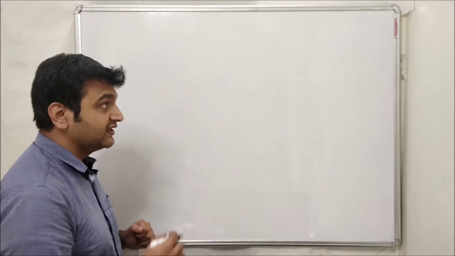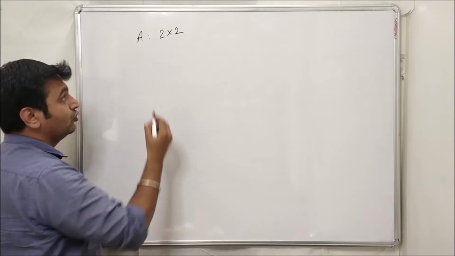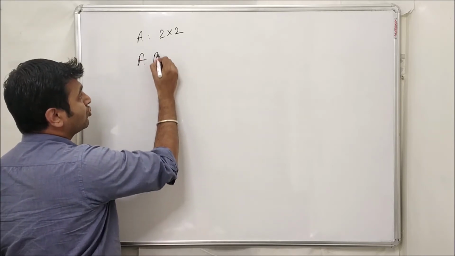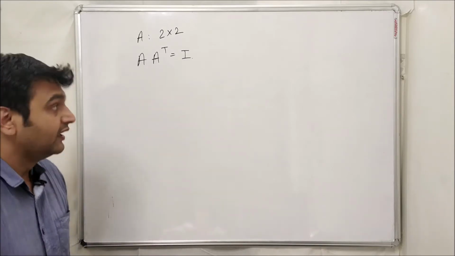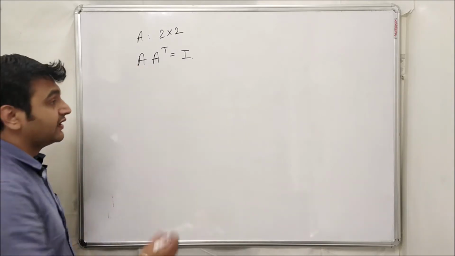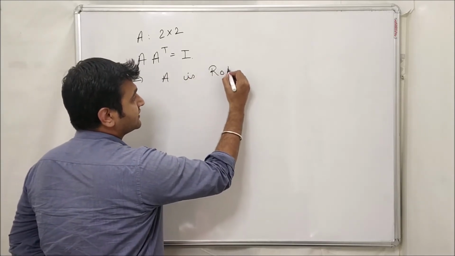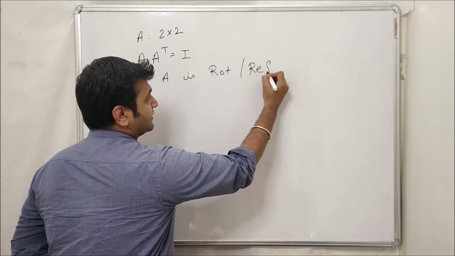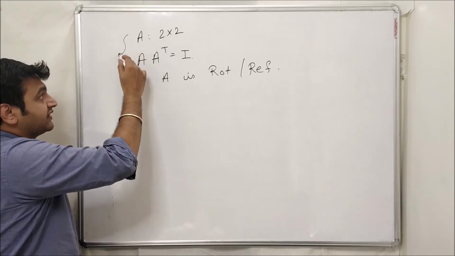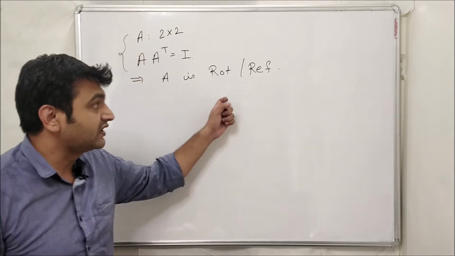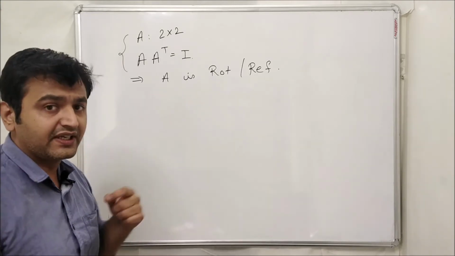What we are going to prove today is, if A is a matrix of order 2 cross 2, and moreover A is an orthogonal matrix, that means A into A transpose is identity, then we are going to prove that A is either a rotation matrix or a reflection matrix. It does not have any other choice. So if you have a matrix satisfying these two properties, then it has to be a rotation or a reflection matrix. I will come to this again, but let's try to derive this.